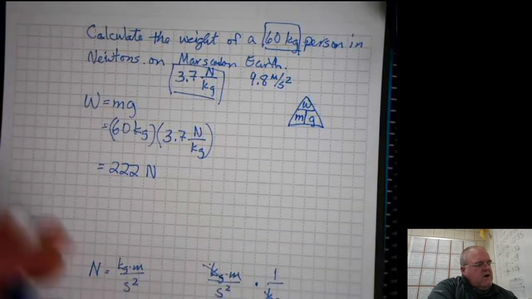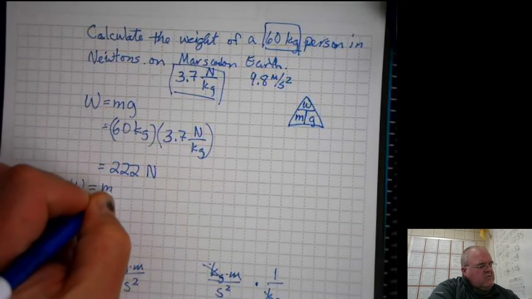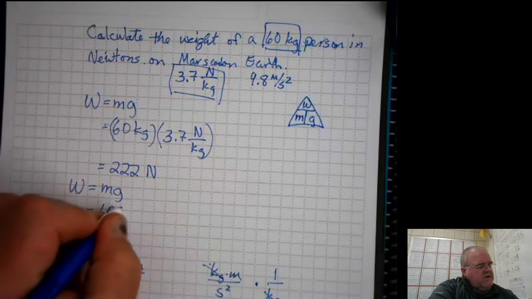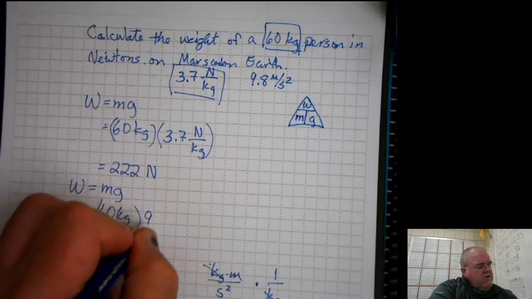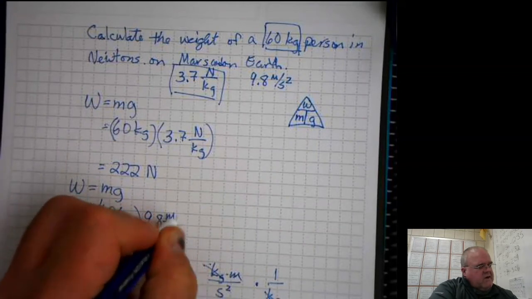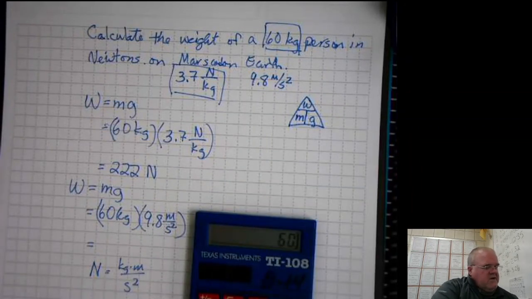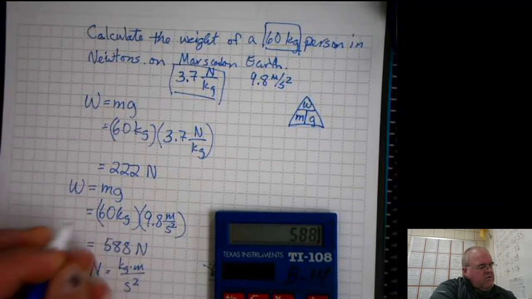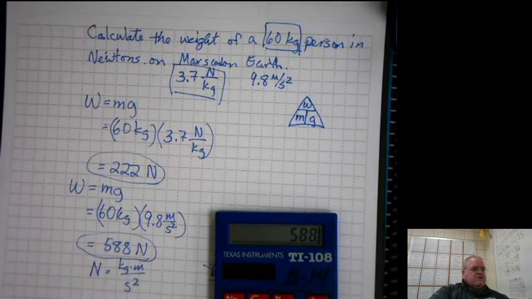Now, I'm going to do my weight on Earth. I know weight equals mass times gravity, and I know that my mass is 60 kilograms because I have the same person. I'm just moving them now to Earth. So 9.8 meters per second squared. What I end up with is 60 times 9.8, and I get 588 newtons. So there's my weight on Mars. There's my weight on Earth.